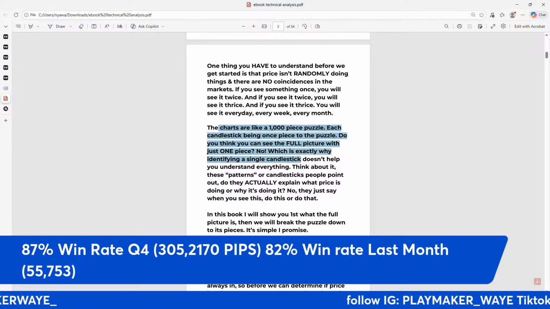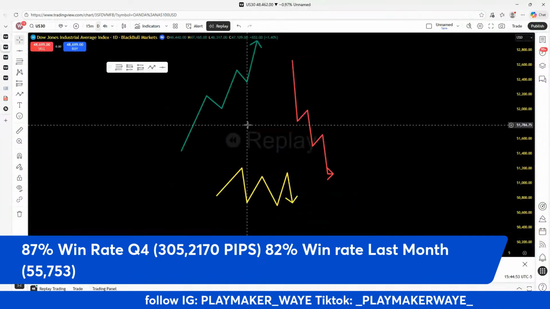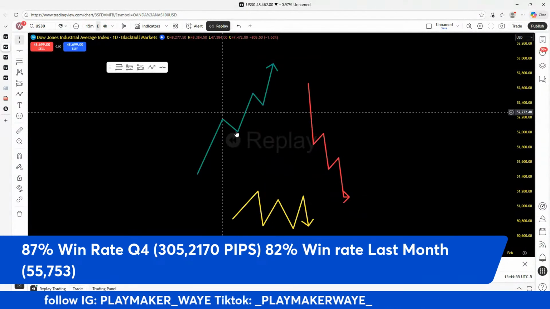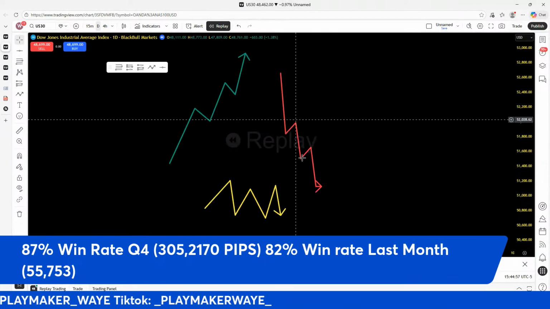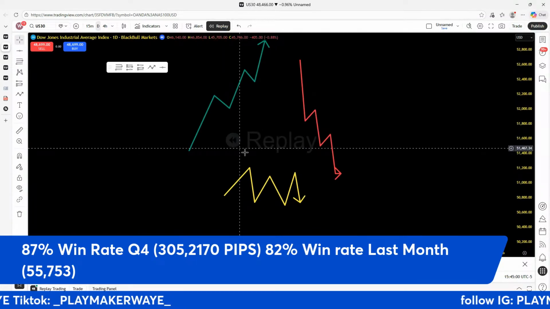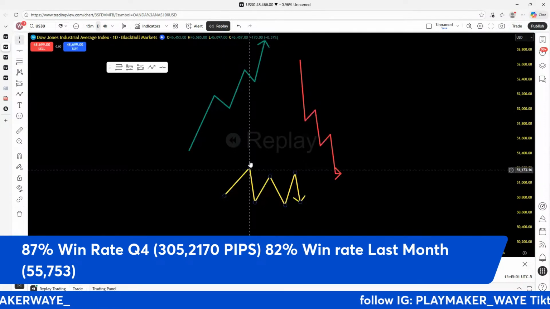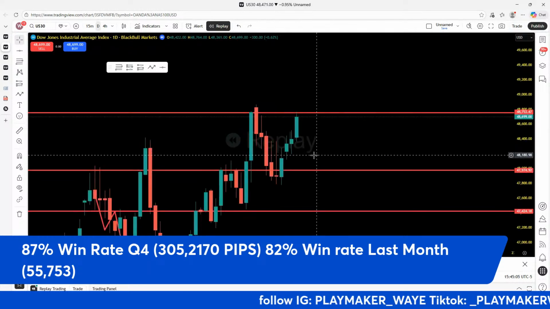No. So all price does, ladies and gentlemen, is go up and go down. All price does is make higher lows, higher highs, or lower lows, lower highs. That's literally all price does.